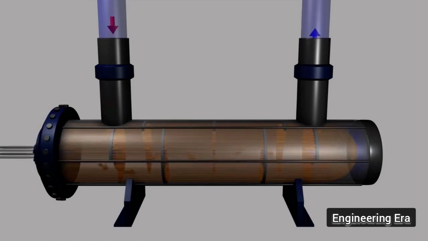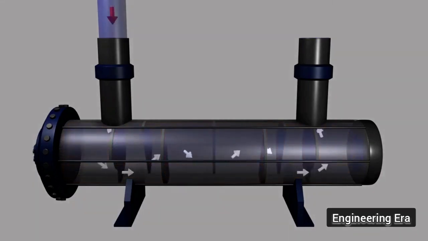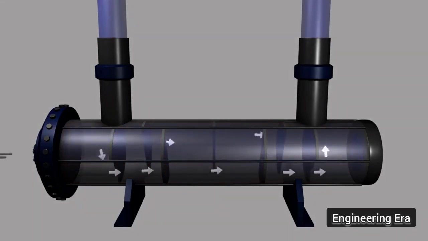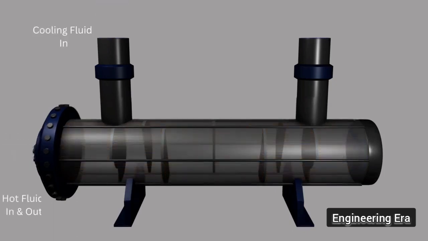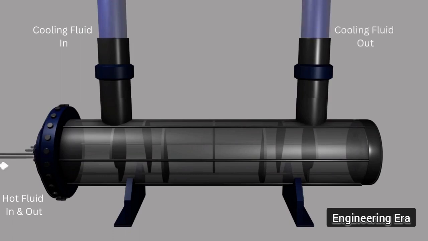These fluids remain physically separated, but exchange heat through the tube walls. As the hot fluid flows through one side, it transfers thermal energy to the colder fluid on the other side. Depending on the application, the flow arrangement can be parallel flow, counterflow, or cross-flow. Counterflow configuration is generally preferred because it provides higher heat transfer efficiency.